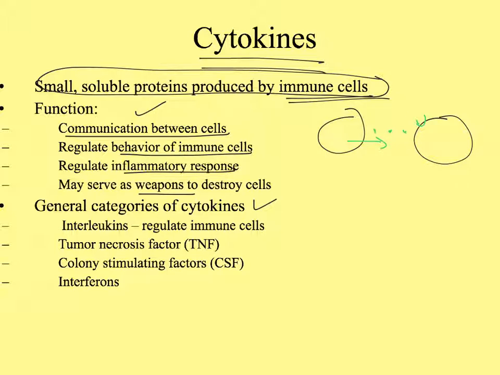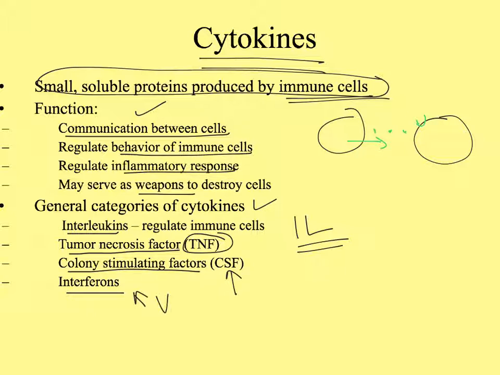Now, there are interleukins, which they refer to as ILs. So there's interleukin 1, interleukin 2. There are tumor necrosis factors. Guess what they do? They kill tumors. Colony stimulating factors stimulate growth. And then interferons, which are released when you're exposed to viruses, sometimes cancer.